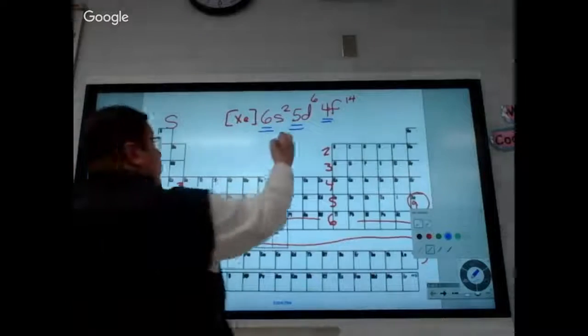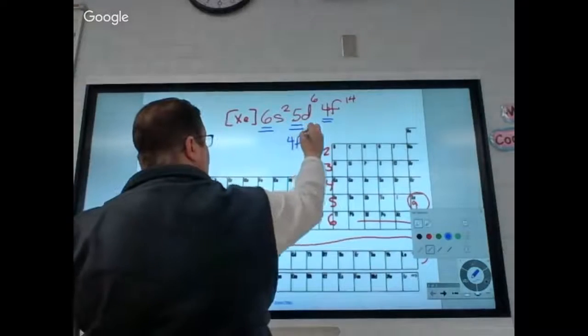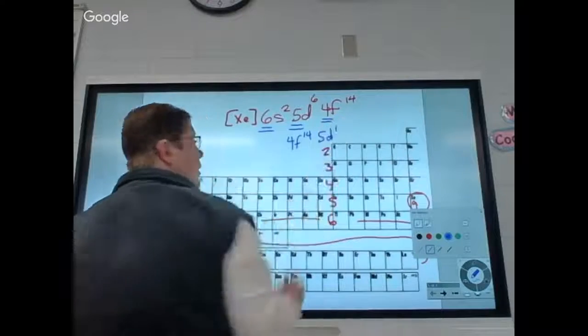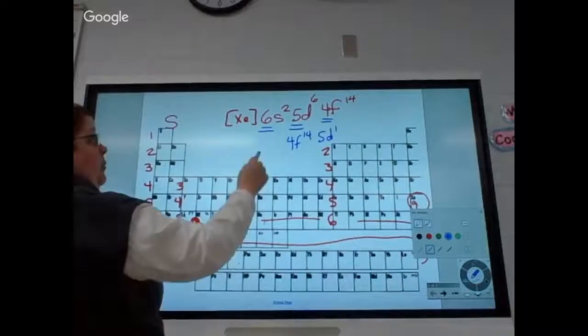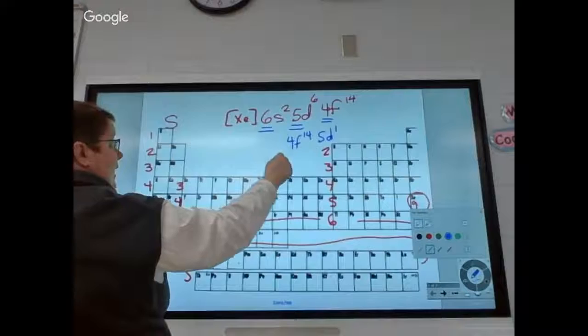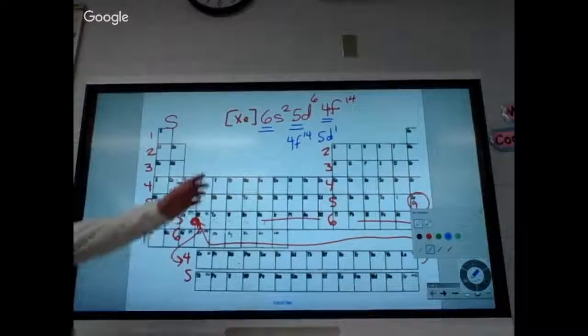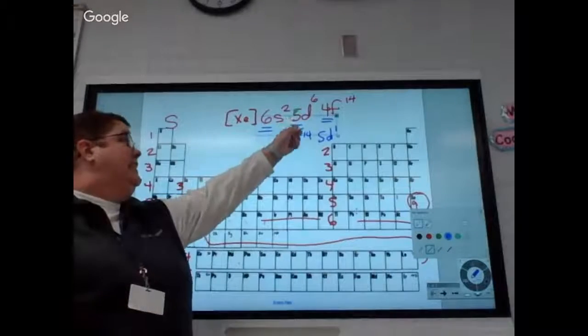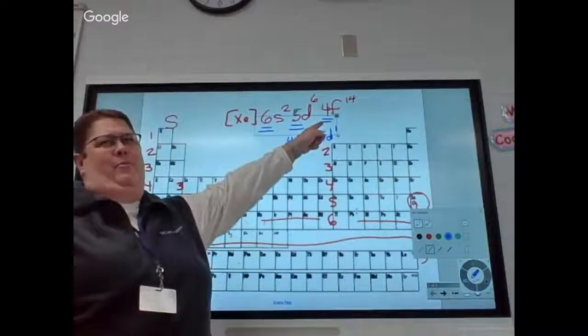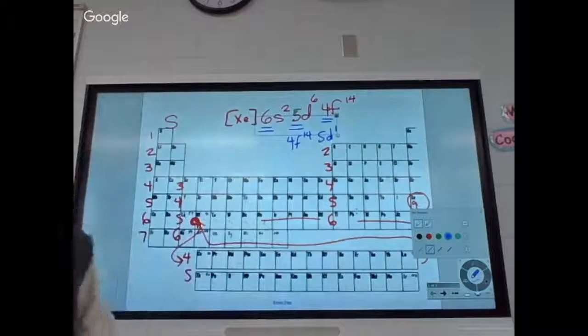Now, some people wrote 4f14 and then 5d1. Not a problem with that. I had one person put them in numerical order and do 4f, 5d, and 6s2. That was fine also, but you can't have 6s2, 6d6, and I can't remember. Some people had like 5f14 or something.